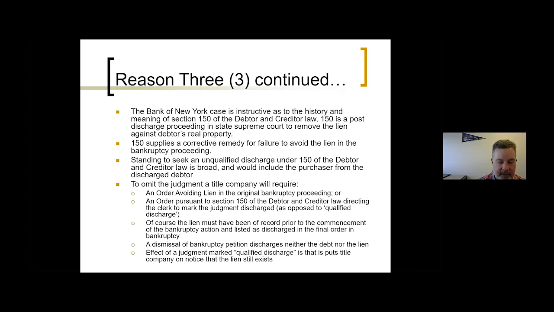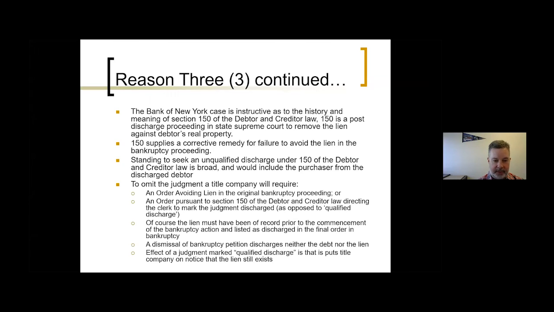If they did not do it in the bankruptcy case and they don't want to reopen the bankruptcy case to make a motion to avoid the lien, then they can do it post-bankruptcy. They can go to New York State Court, and under Section 150 of the Debtor and Creditor Law, this is a post-discharge proceeding in the state Supreme Court to remove the lien against debtor's real property. It's obviously a corrective remedy for a failure to make that motion to avoid the lien in the bankruptcy proceeding.